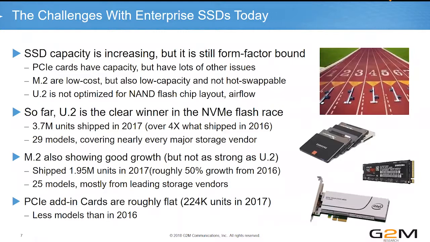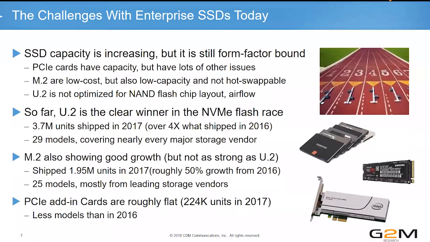And if you look at U.2, which is the 2.5-inch disk drive format, it's not optimized for flash chip layout or airflow. So you really have some issues trying to max out the capacity of those. With all that said, if you look at shipments in NVMe flash, U.2 is a clear winner. There were 3.7 million units shipped in 2017. That's about 4x growth over 2016.